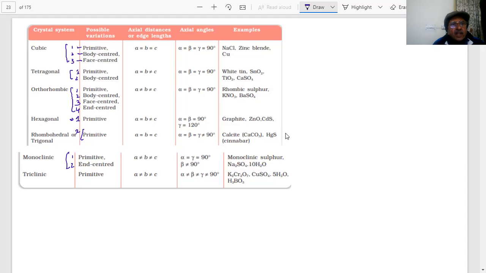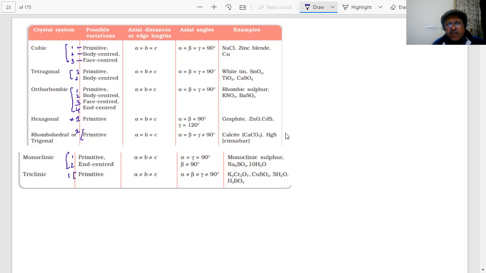And triclinic, again, only one, primitive. A not equal to B, alpha not equal to beta. Sometimes examples will be asked, students. At least the information which is given in your NCERT books should be learned. Beyond that, I am not saying you have to learn everything, that will not be asked. At least any word which is written in NCERT could be asked as a question. Students, be clear about that.